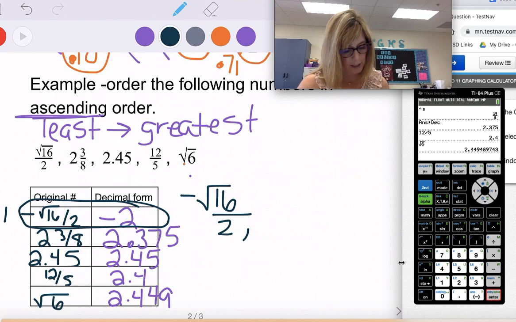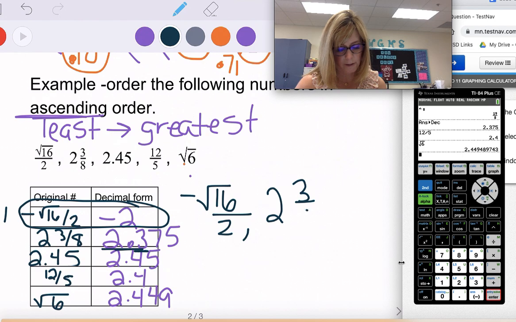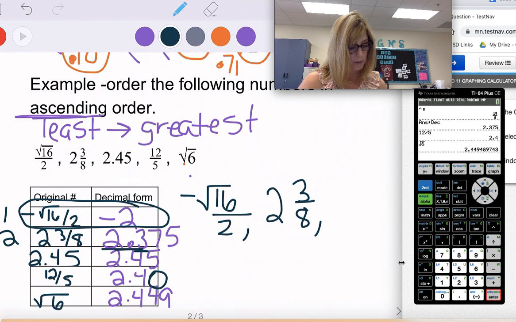And then if we're thinking about a number line, least to greatest, now we're in the positive numbers. The 2.3 is going to be the next smallest one. So that's 2 3/8, 2.375, which was 2 3/8. Then 12/5 is 2.4, which would be 2.40, which is going to be smaller than 2.45. So this one's going to be the third one, 12/5.